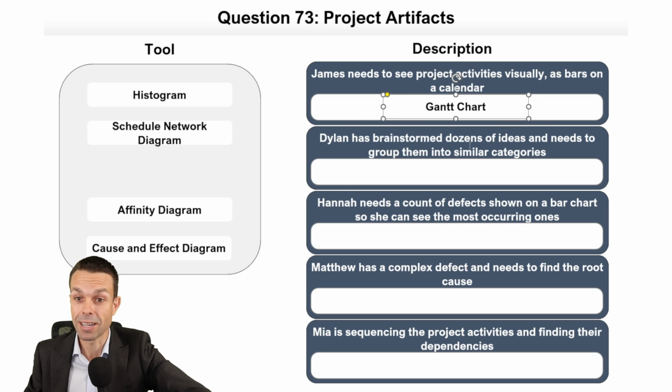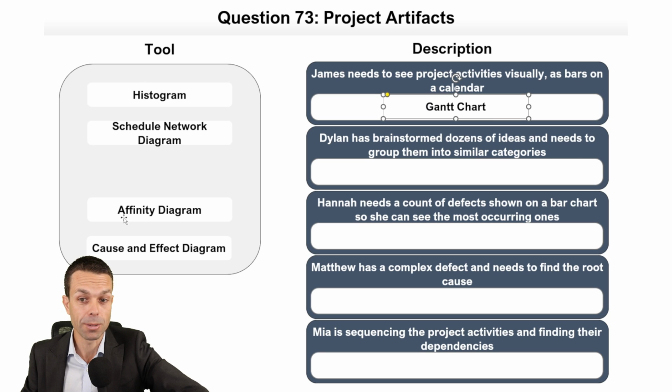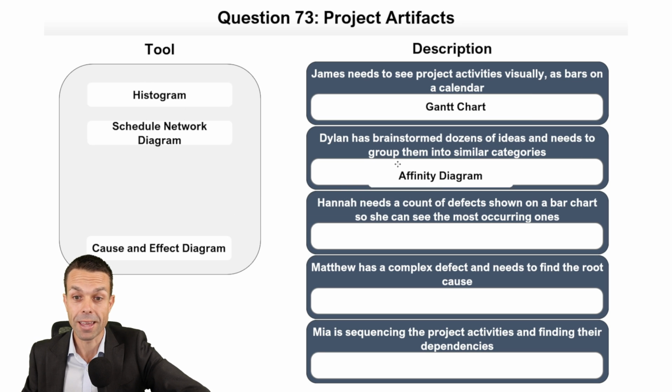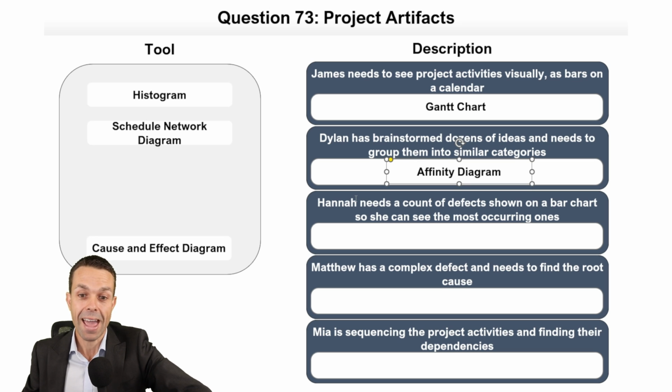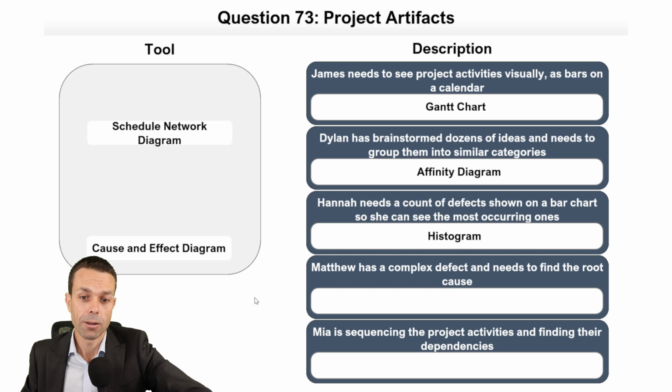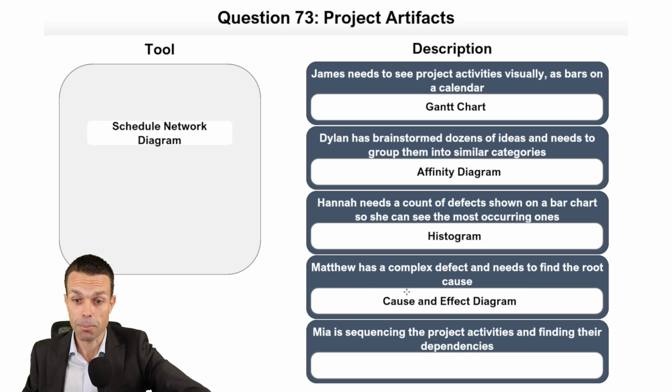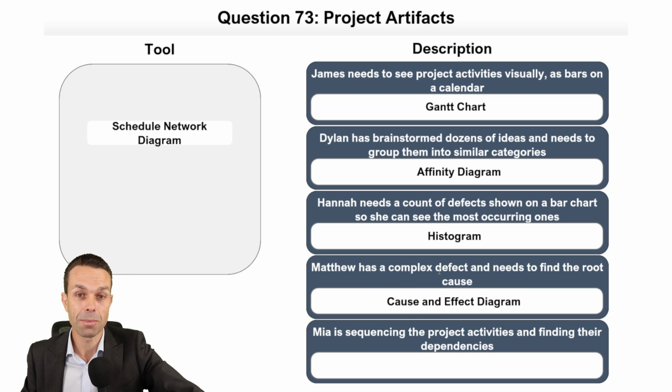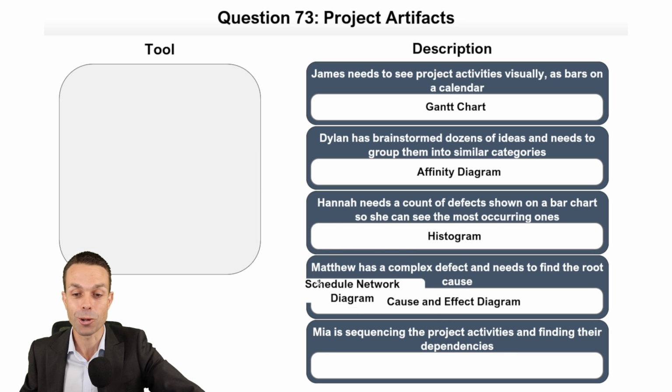Dylan has brainstormed dozens of ideas and needs to group them into similar categories. He needs to find their affinity to each other. Hannah needs a count of defects on a bar chart so she can find the most occurring ones. That is our histogram, basically similar to a bar chart. Matthew has a complex defect and needs to find the root cause. He's going to use a cause and effect diagram. And what else do we call a cause and effect diagram? It could be a fishbone diagram or an Ishikawa diagram, under the name of the person who created it.